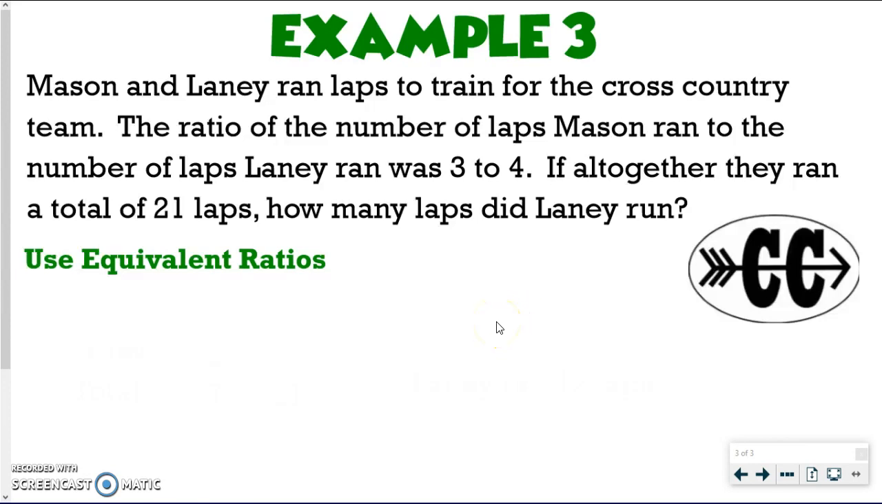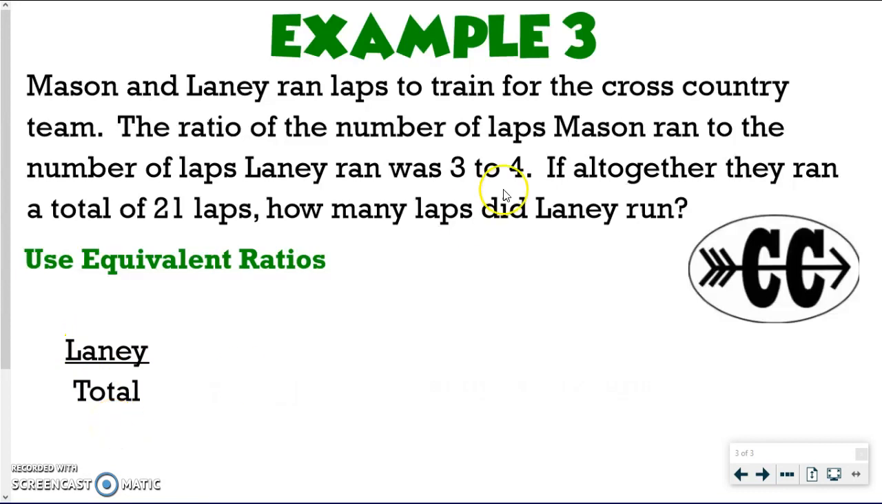Okay, so they don't tell us the total in the original ratio, but think about it. If Mason's running 3 laps, Lainey's running 4, how many did they run all together? Because we've got to know that total, because then they use that later on. So we're actually comparing this as a part to whole, Lainey compared to the total.